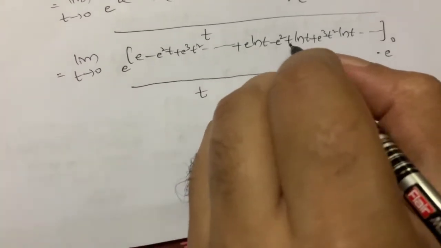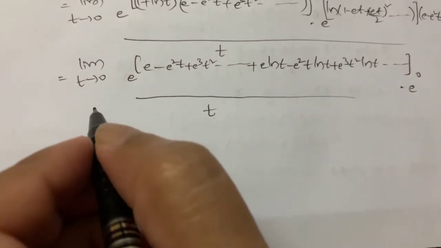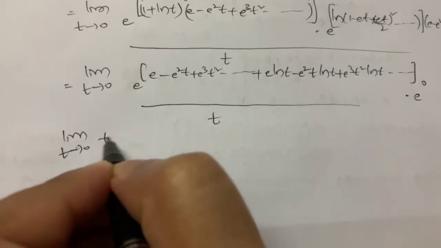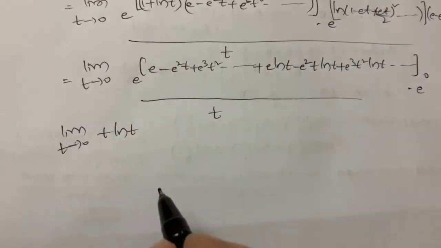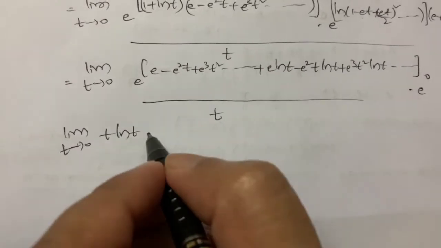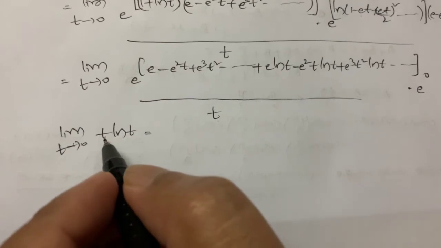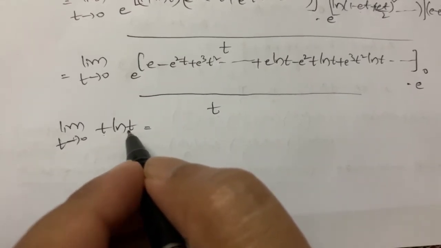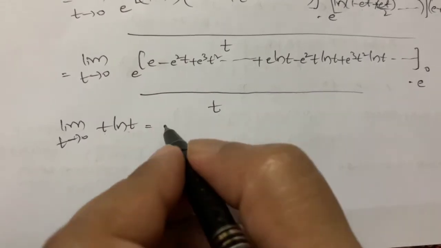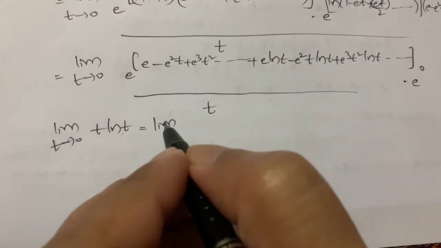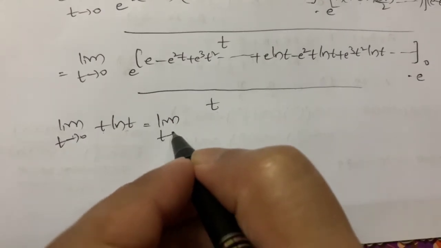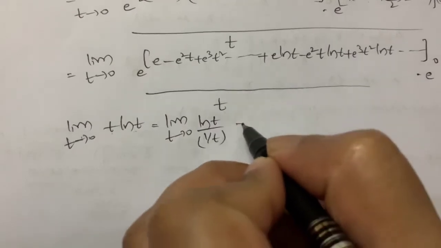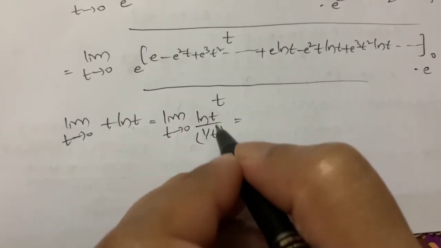See, t ln t is there, right? So first we'll solve that. So limit t tends to 0 t ln t. So if I want to solve this, as t is tending to 0, this is tending to 0, this is tending to minus infinity, because ln 0 tends to minus infinity. So to evaluate that, instead of t tends to 0, this we can write as ln t by 1 by t, right? So this is infinity by infinity form.